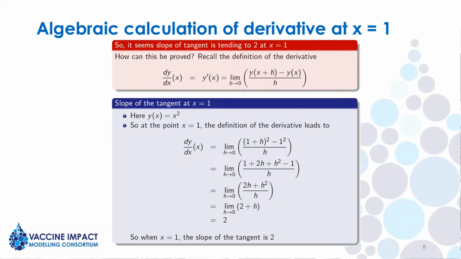So we've put in our values, we've rearranged, and then we use this limit as h tends to 0 to get our value of the derivative of this function, y equals x squared, at x equals 1. When x equals 1, the slope of the tangent is 2. If we think about that curve, if we drew a straight line that only touched at x equals 1, the gradient of that line would be 2. That's what we're saying here.